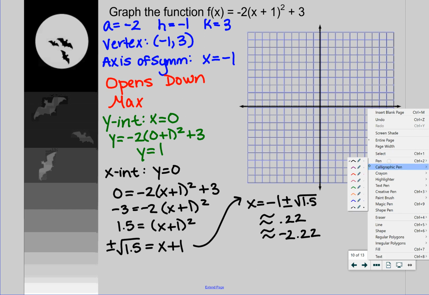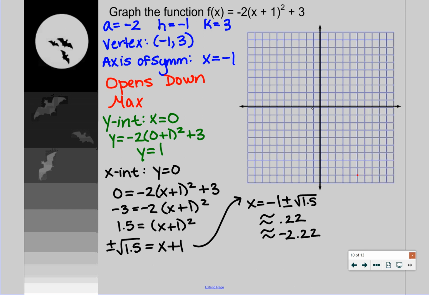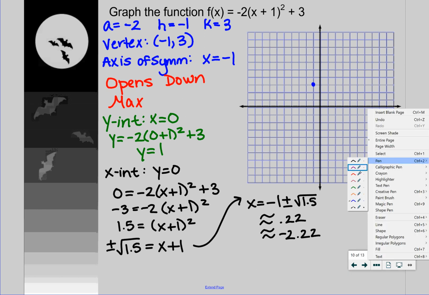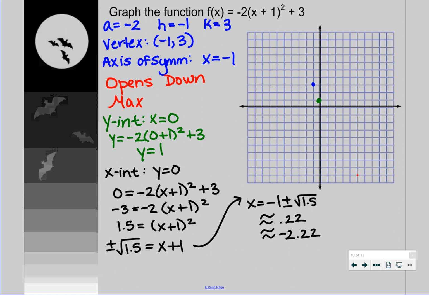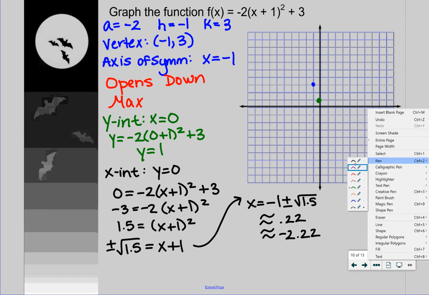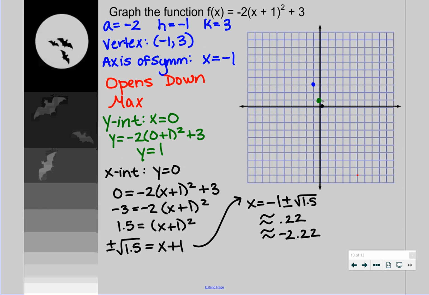So let's go ahead and plot everything we know. So we had a vertex at (-1, 3). And we also knew that it opens down, so I should expect any other point I plot to be below that vertex. I have a y-intercept, a point on my y-axis at 1. And then I have a point on my x-axis, I have 2 of those, at 0.22 and -2.22. And you should be seeing symmetry, a U shape when you're doing this. Vertex should be right in the middle. And then curve out from there.